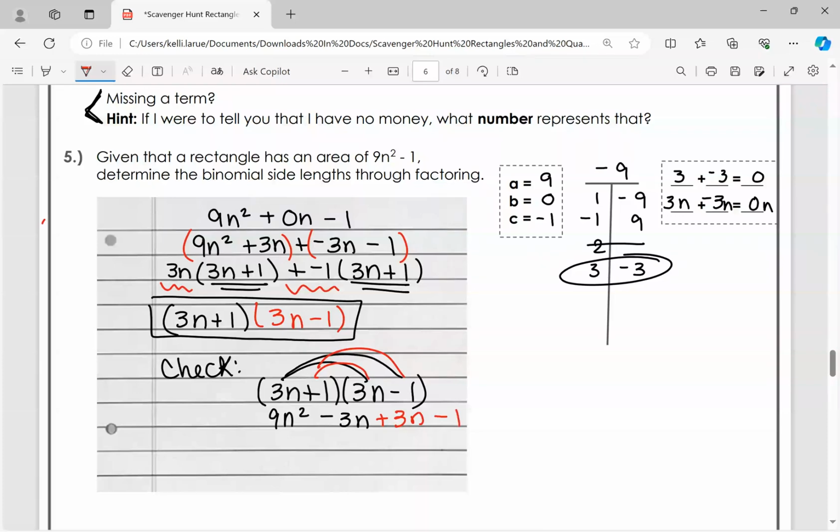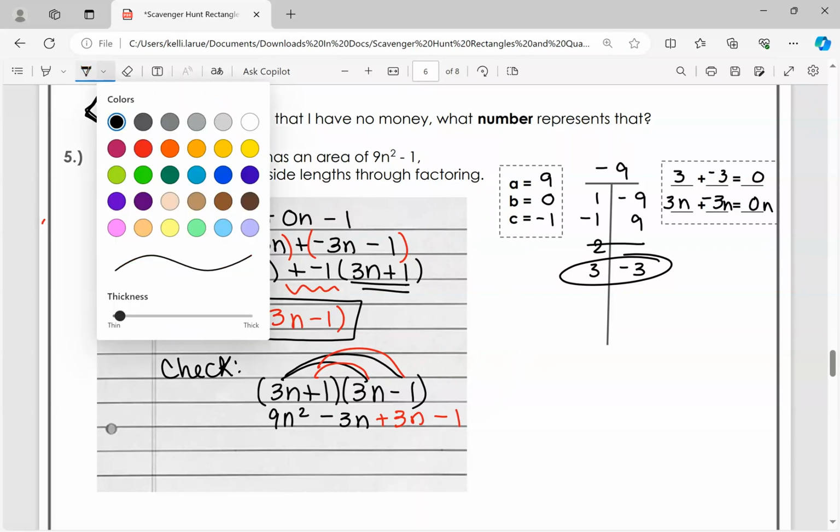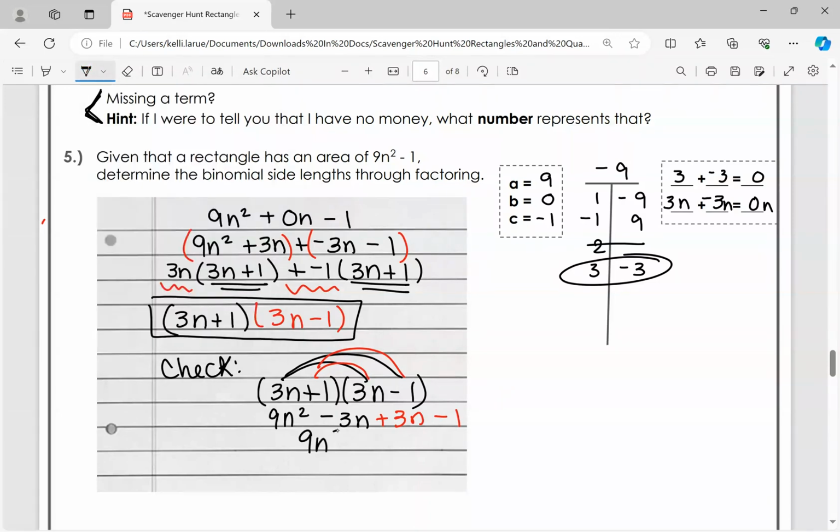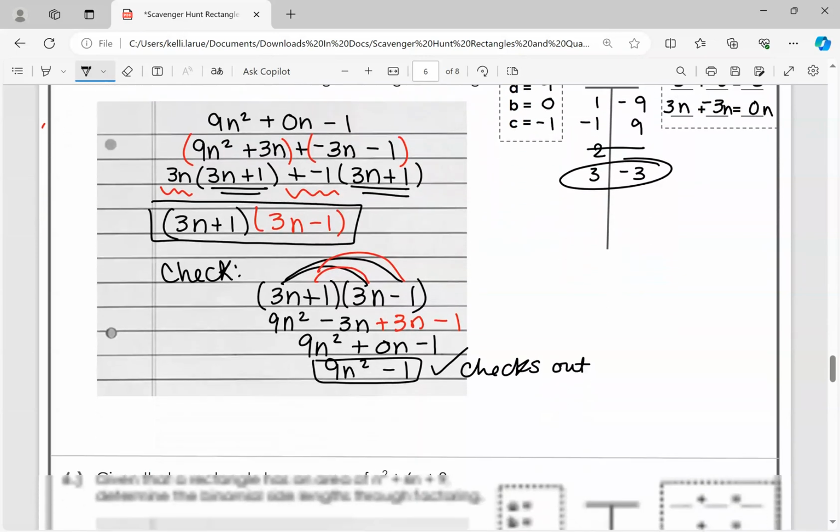Again, I want to pause and point out that these are the exact same terms we had when we had replaced our b term with what it's equal to. Okay, but moving forward, we've got 9n squared plus 0n minus 1, which is indeed 9n squared minus 1. So that checks out. So we know our answer is a good answer. So let's go ahead and look at number 6.